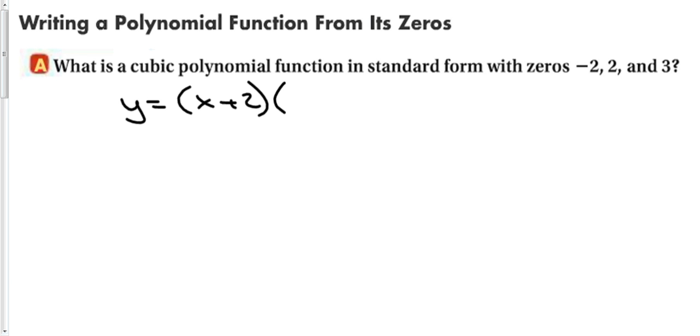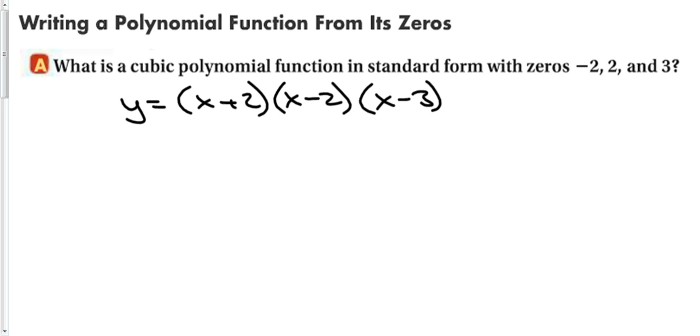It also has a 0 of 2, which means it has a factor of x minus 2. And it has a 0 of 3, which means it has a factor of x minus 3. So that's my polynomial function. Unfortunately, that is not written in standard form. So what we're going to have to do is multiply these together and put them into standard form.